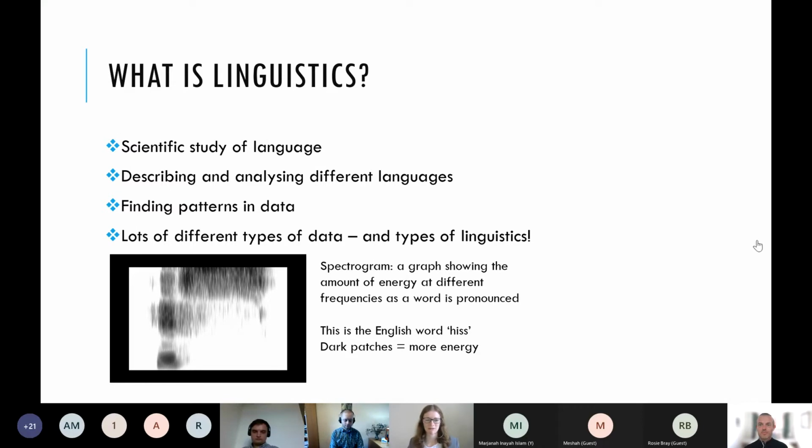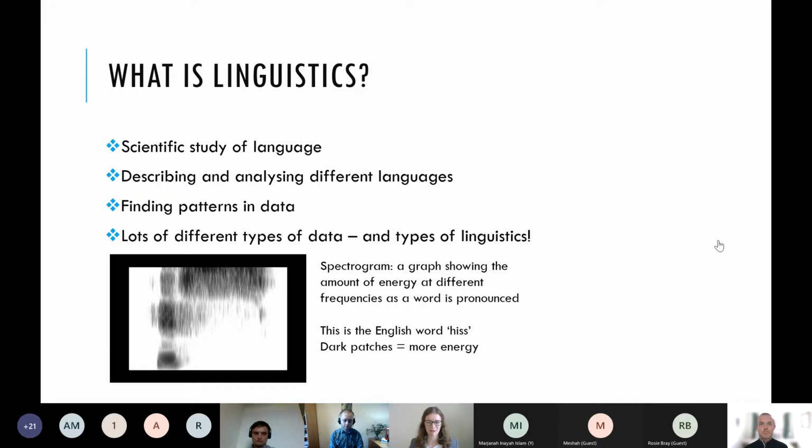So as someone says the word hiss, we see there's quite a lot of energy all across the range of frequencies at the start of the word. But then at the end, there's just more energy at very high frequencies. That's because that sound, the s sound, has high frequency. So that's just one type of data that linguistics would involve.